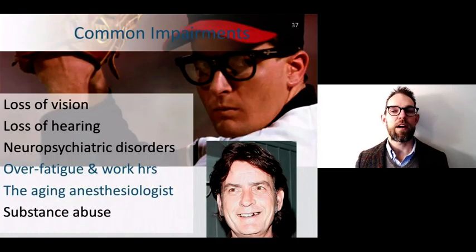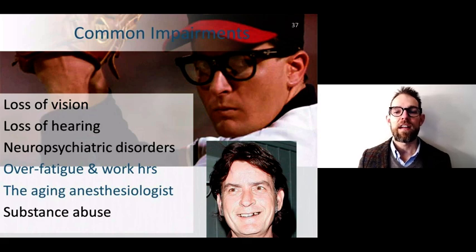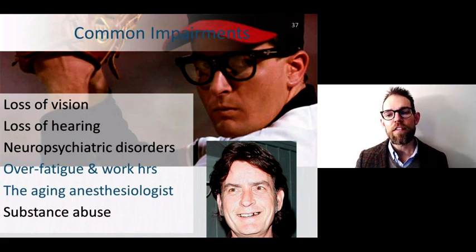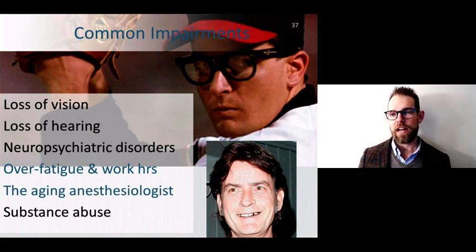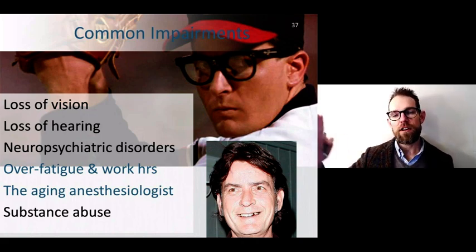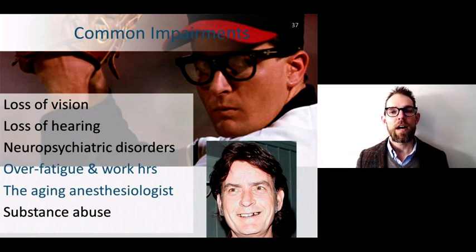So what are some of the common impairments? Loss of vision, loss of hearing. Maybe a person like Charlie Sheen here has neuropsychiatric disorders or substance abuse. And then I've highlighted here over-fatigue and work hours and the aging anesthesiologist. It's not just the general population that's getting older. In the field of anesthesia, the age curve is shifting to the right. And of course, we have tried to improve work hours with medical trainees, but oftentimes the hours associated with being on call and working post-call can contribute to over-fatigue and some impairment from a clinical judgment standpoint in the OR.